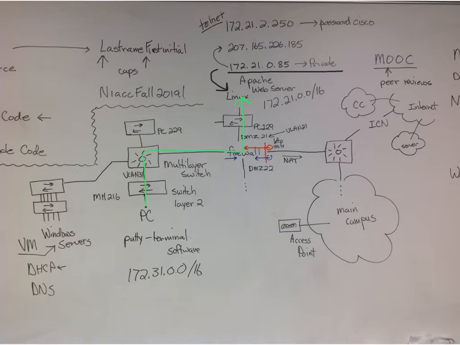Now, if you want to access that from the internet, you would have to use the public IP if you were going to access it from the internet. So you're logged into the internet from your house. You can use this address, and you could download PuTTY, or there's some other terminal software you could use to access that.